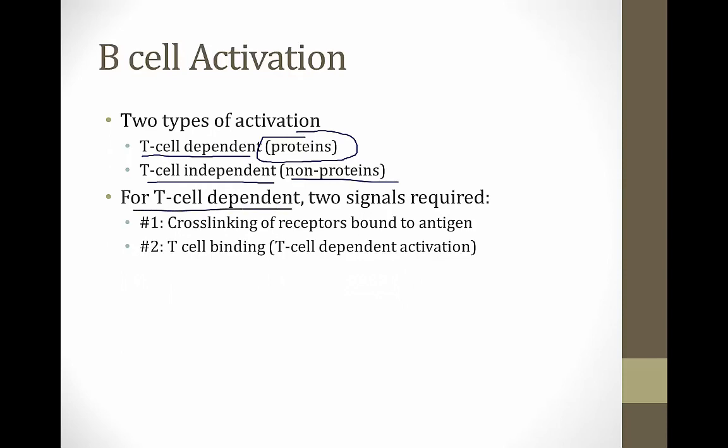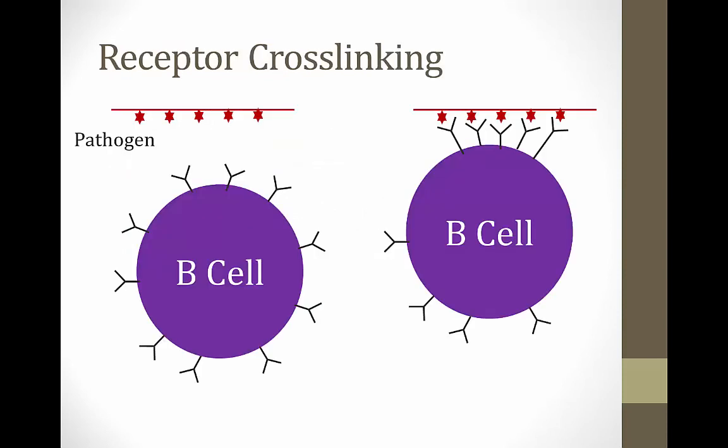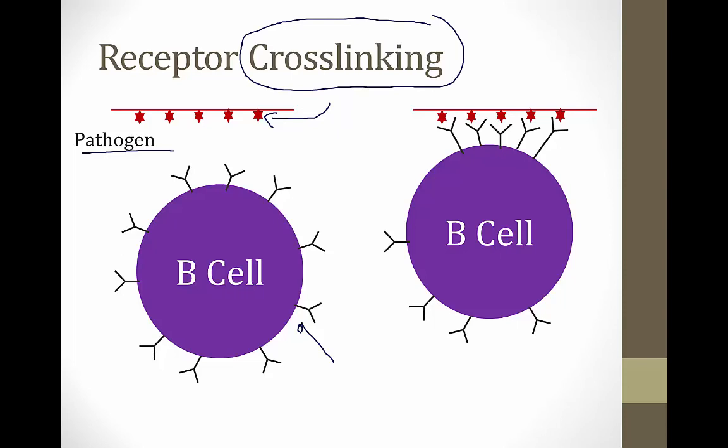For the T cell dependent pathway to work, 2 signals are required. First, the B cell receptors must be cross-linked by an antigen. We'll talk about that in a minute. And secondly, T cells must bind to stimulate the B cell. So pathogens that can activate B cells typically have repeating units of some type of molecular structure, as I've shown right here. And the B cells have a number of receptors scattered around the cellular surface. What the pathogen will do is bind up multiple receptors and cluster them together. This is a process called cross-linking. And the more B cell receptors that get bound and clustered together, the stronger the signal will be to activate the B cell.